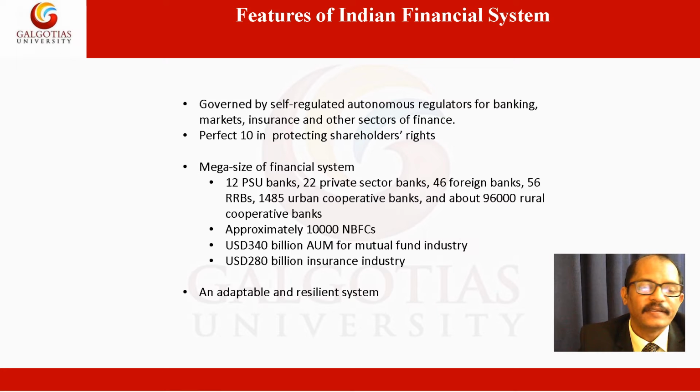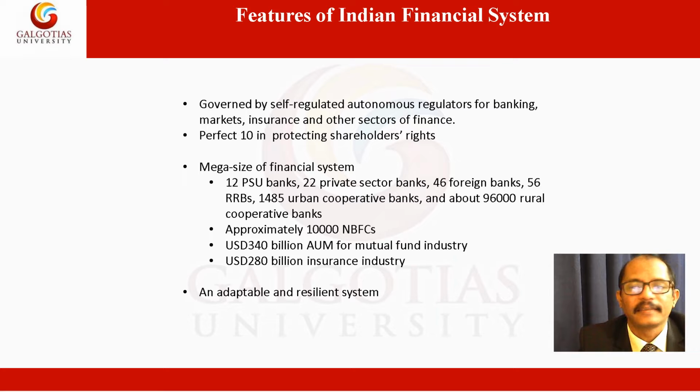The size of Indian financial system is enormous. There are 12 PSU banks, 22 private sector banks, 46 foreign banks, 56 regional rural banks, 1,485 urban cooperative banks, and 96,000 rural cooperative banks. There are approximately 10,000 non-banking financial companies. The total asset under management of Indian mutual fund industry is approximately USD 340 billion, and Indian insurance industry is of USD 280 billion size.